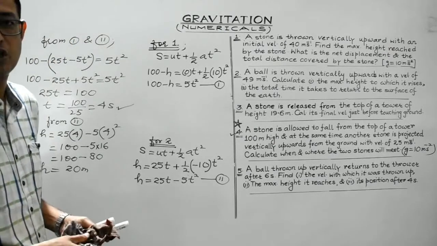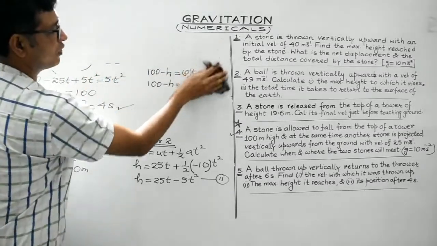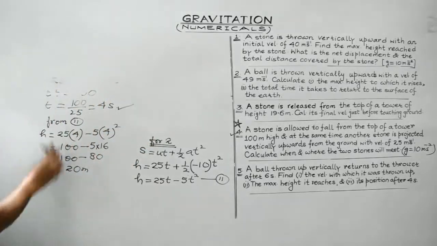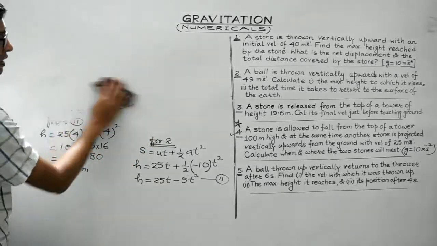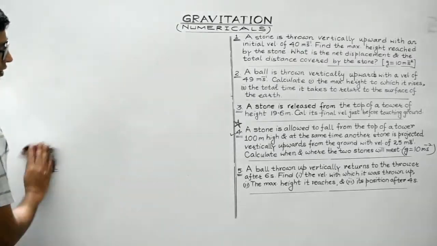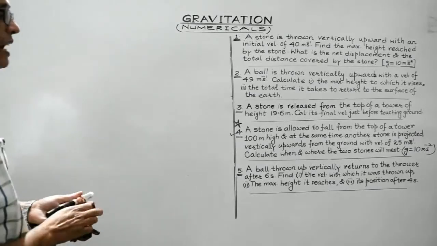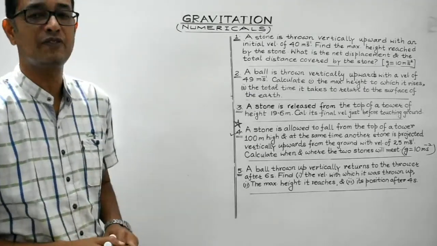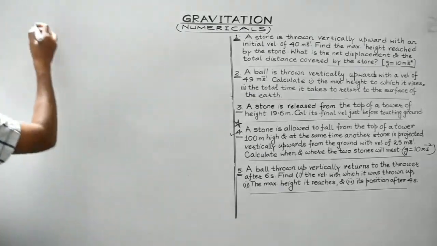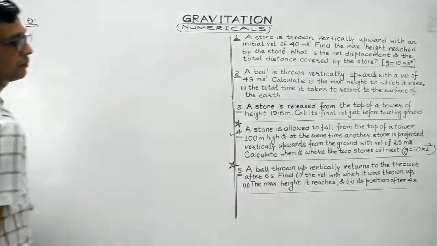Now the last question, question number 5, is left, right? So let's attempt the last question as well. Question number 5 is: a ball thrown up vertically returns to the thrower after 6 seconds. Find out the velocity with which it was thrown up, the maximum height it reaches, and its position after 4 seconds. So this is also a very interesting question. This is also a very important one.